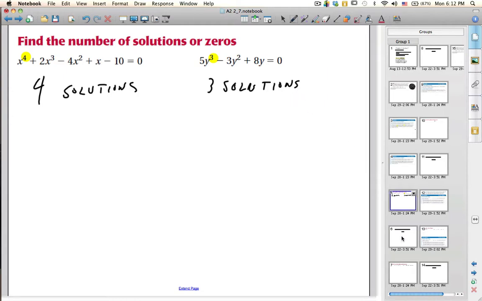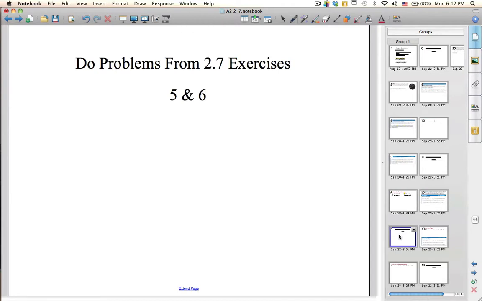Okay, so just to practice this, go ahead and do problems 5 and 6 in the exercises for 2.7, and then come back to the lecture.